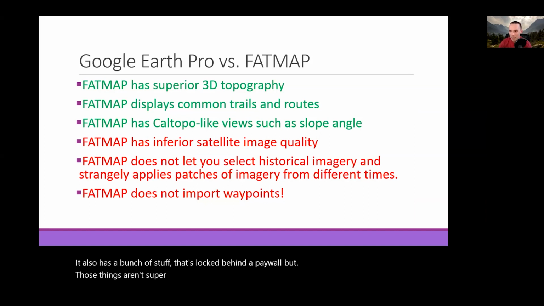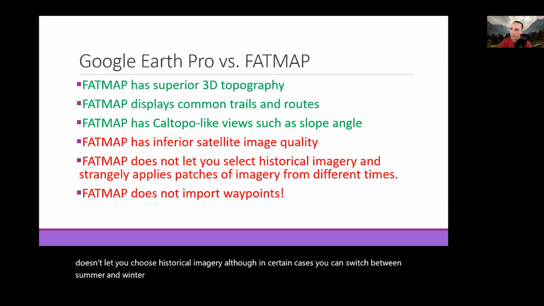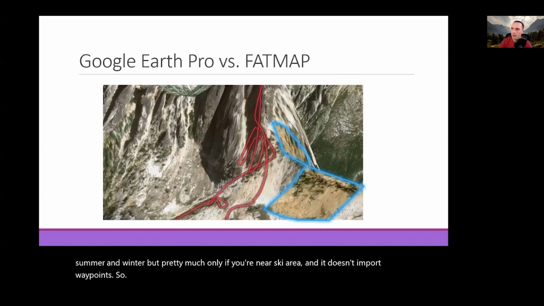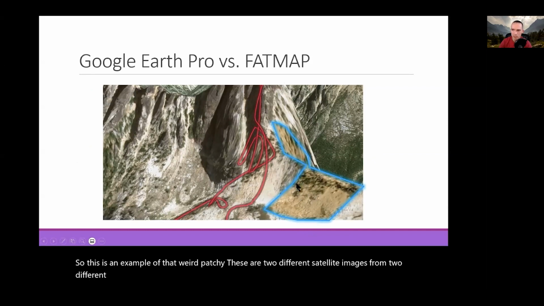Unfortunately, the satellite image quality is not as good, and it doesn't let you choose historical imagery. Although in certain cases you can switch between summer and winter, but pretty much only if you're near a ski area. And it doesn't import waypoints. So this is an example of that weird patchy look. These are two different satellite images from two different times, and you don't really get to control what's displayed.